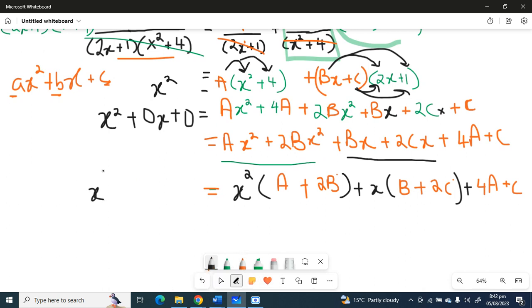So this is the part where now we're going to do the equating of the coefficients. If you look at your left hand side, x squared, the coefficient of x squared is 1. So you write 1 here. On your right hand side, the coefficient of x squared is a plus 2b. Are we okay with this, colleagues? Any questions?